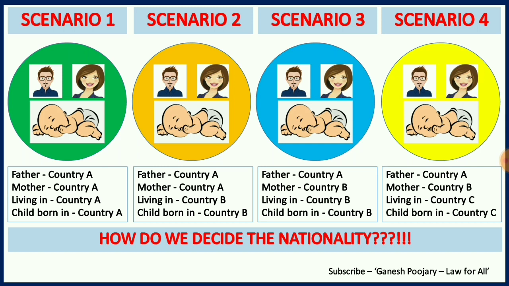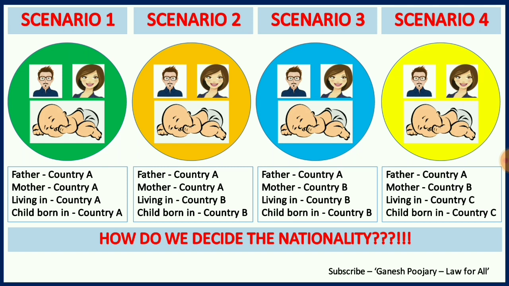Now, in scenario 3, the father is from country A, the mother is from country B. They both are living in country B and the child is born in country B. Now, which country will the child get? Whether the country of the father, or the country of the mother, or the country where the child is born. Now, there are three questions to be solved. In scenario 4, the father is from country A, the mother is from country B, and they both are living in country C and have a child in country C. Now the question is whether the child belongs to the father's country, or the mother's country, or the country where it is born. Now the nationality has to be decided with different combinations.